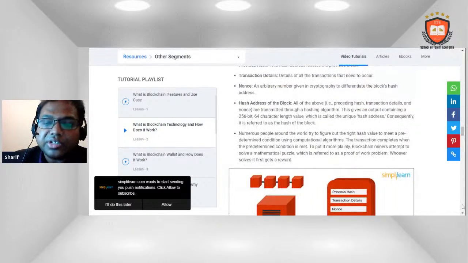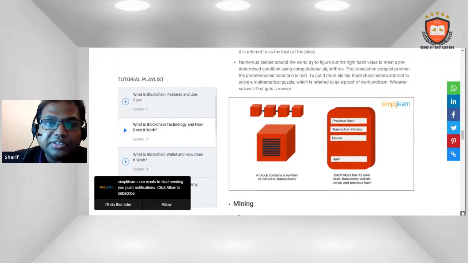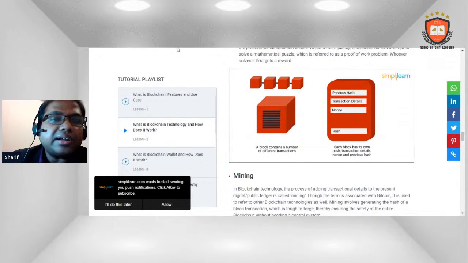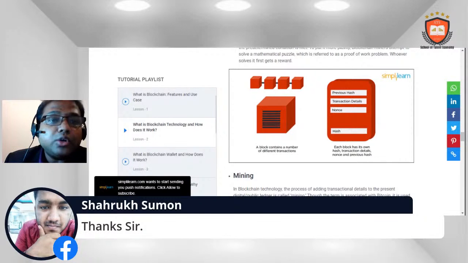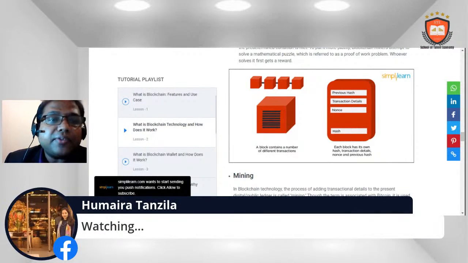So there are many interesting things right now. Blockchain technology is changing in different ways. If we can understand this technology in an effective way, we can take many good initiatives, different kinds of interesting initiatives. Let's say a blockchain block contains a number of different transactions. And each block has its own hash, transaction details, and the previous hash. These are the ways that we can approach blockchain related things in a different way.